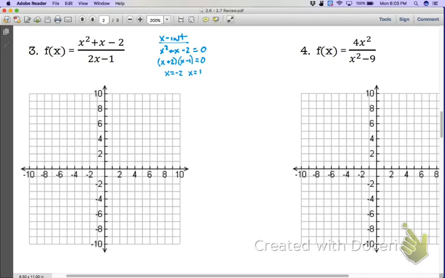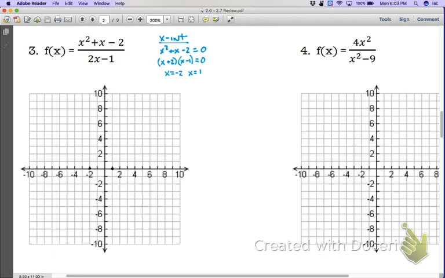What I would suggest whenever you're doing this during your test is to go ahead and plot those points. It'll make things a little bit easier. So that way we already have a spot here at negative 2, and we have a spot here at positive 1. Now, let's go ahead and get to our y-intercept if we have one.